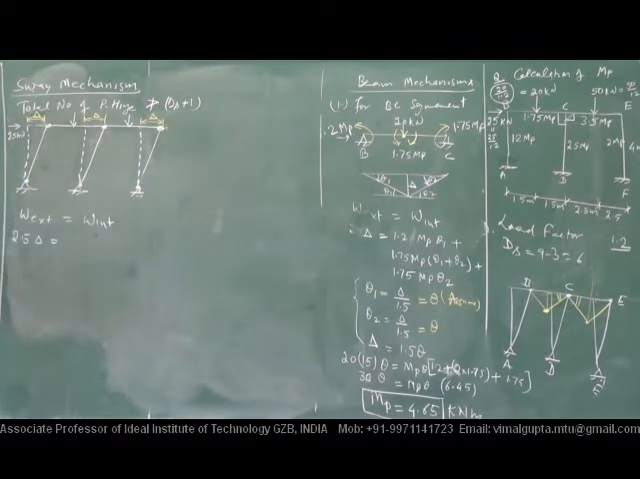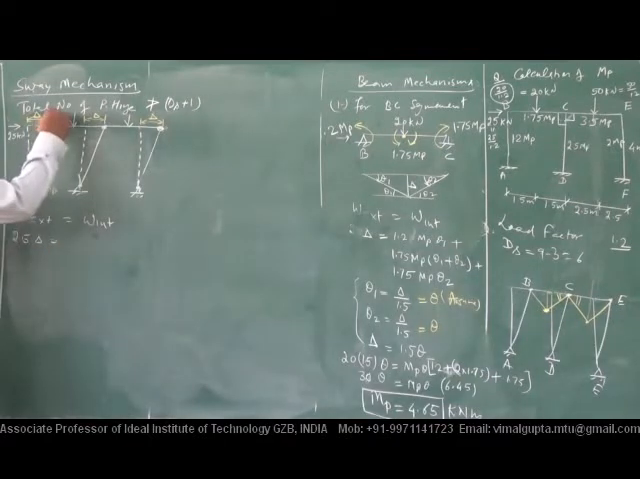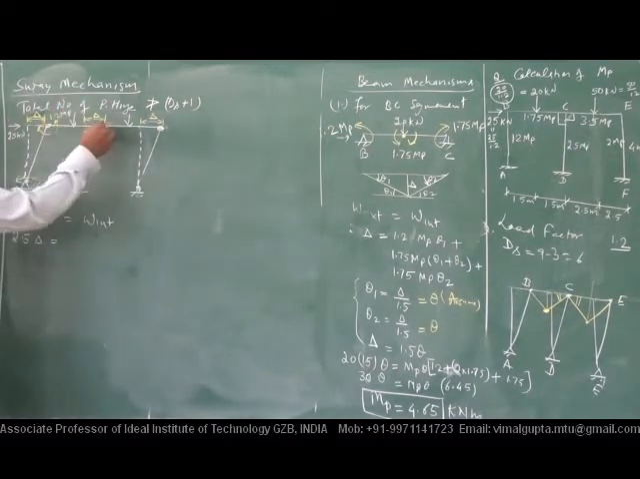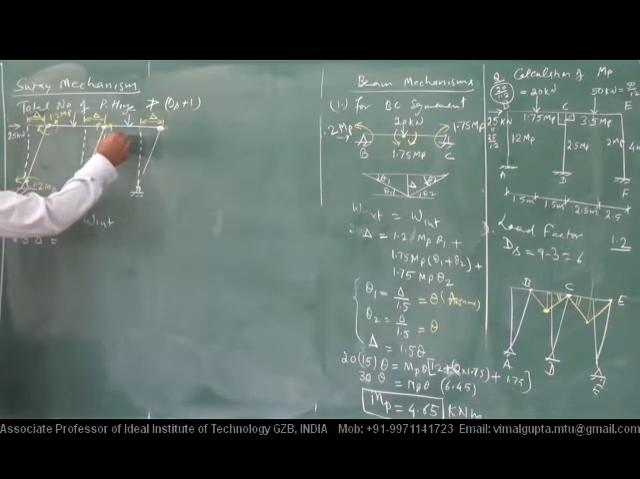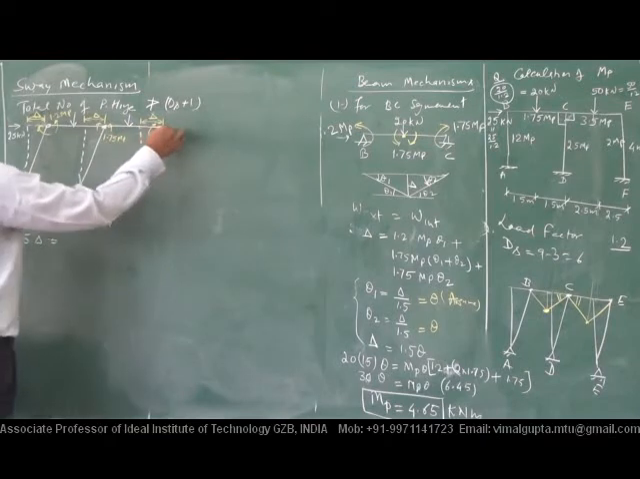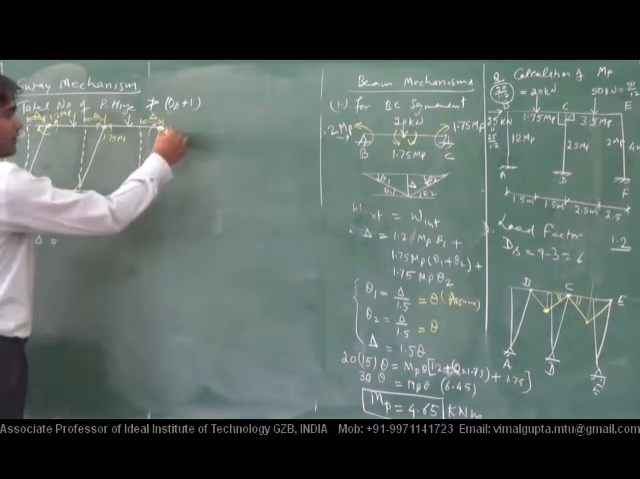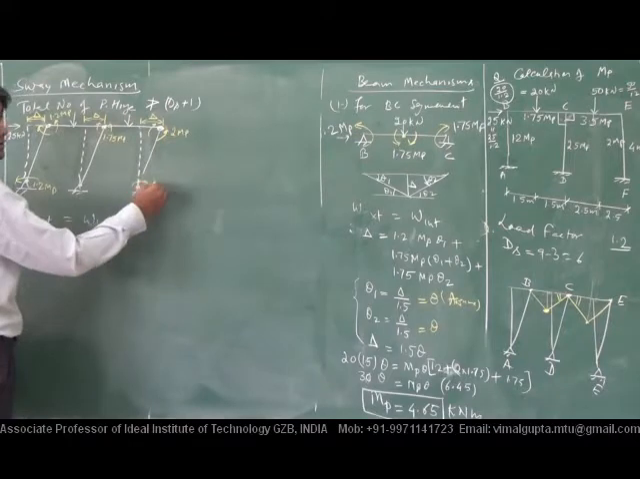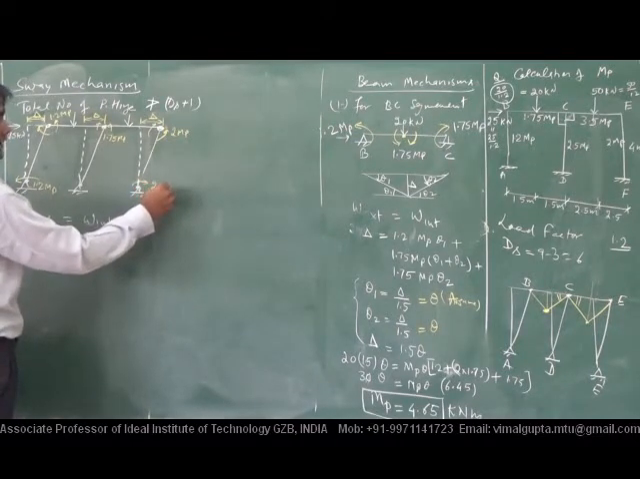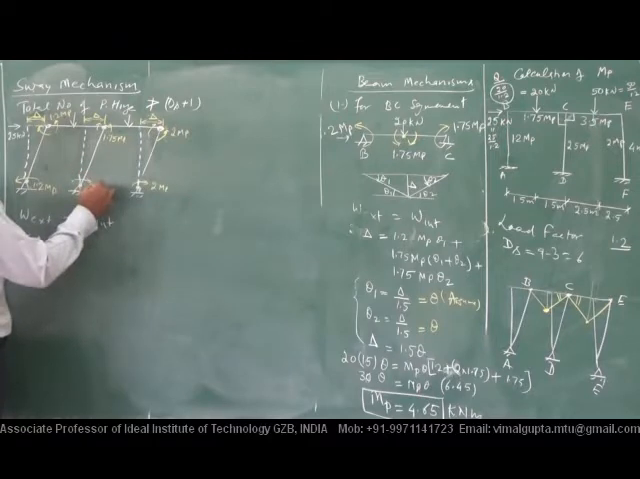So decide what should be the moment here. 1.25 and 1.2 only. 1.2 Mp here, minimum 1.2 here, 1.75 here, 2 Mp here, 2 Mp here.